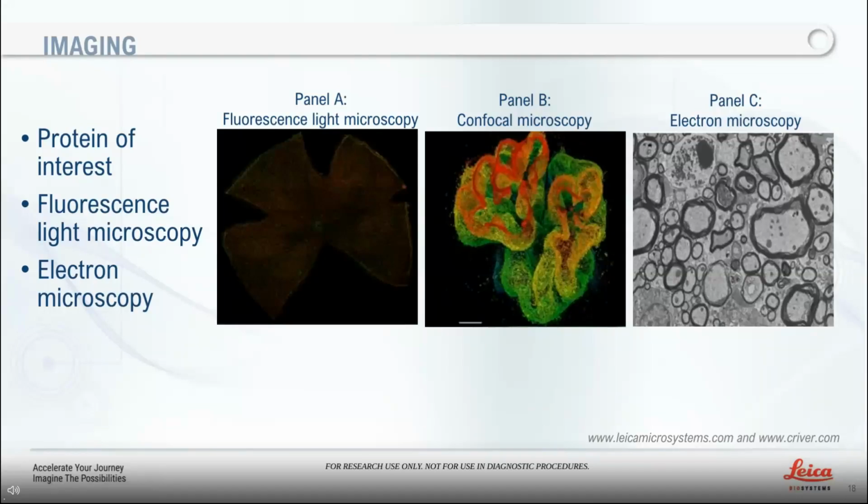This image illustrates well-preserved tissue under fluorescent light microscopy on panel A, having a higher level of detail under the confocal microscope on panel B, and the highest level of detail achieved under the electron microscope on panel C. None of the tissue morphology and antigenicity would have been preserved if the sectioning protocol had not been perfectly created for the tissue needs.